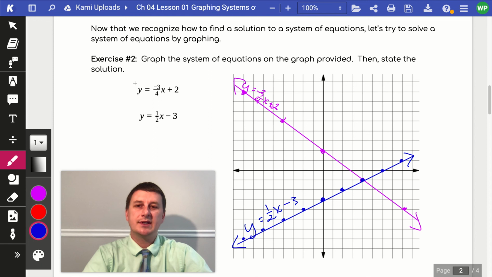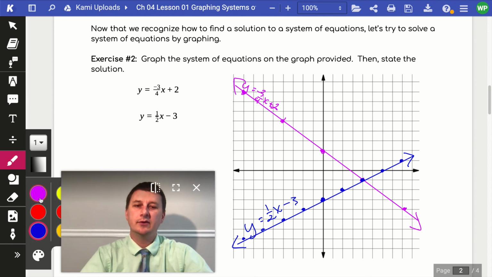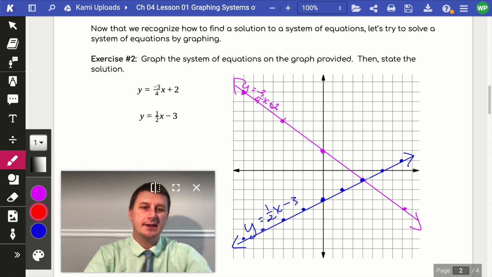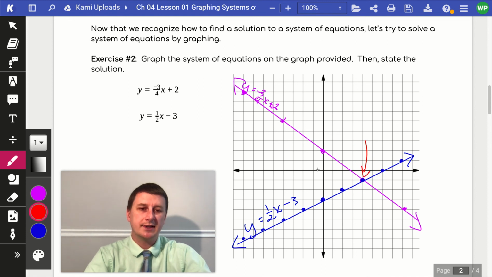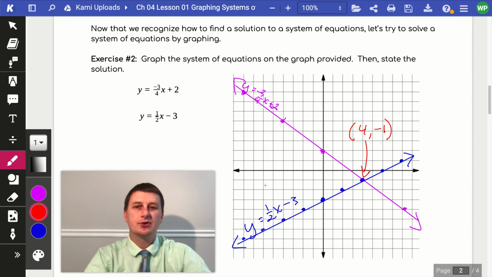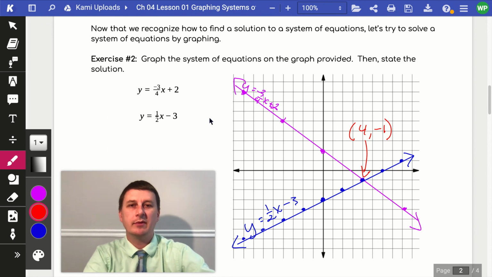Now it wants us to state the solution. And remember, the solution point is where these two lines intersect. So the solution point is where those two lines intersect, which in this case is going to be 1, 2, 3, 4, comma, negative 1. So the point (4, -1) is the only point that will make both this equation and this equation true. Now you have graphed a system of equations and stated the solution to that system of equations.